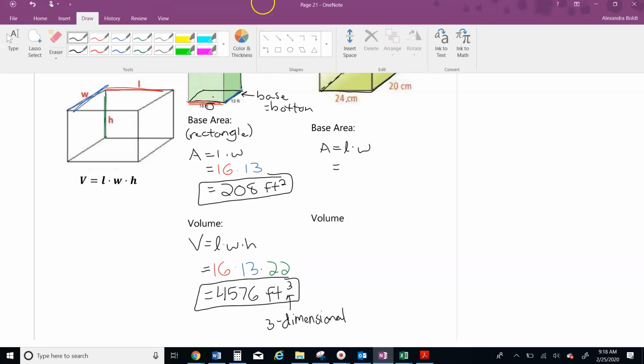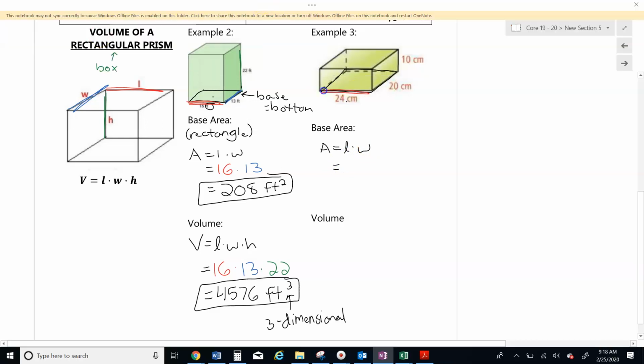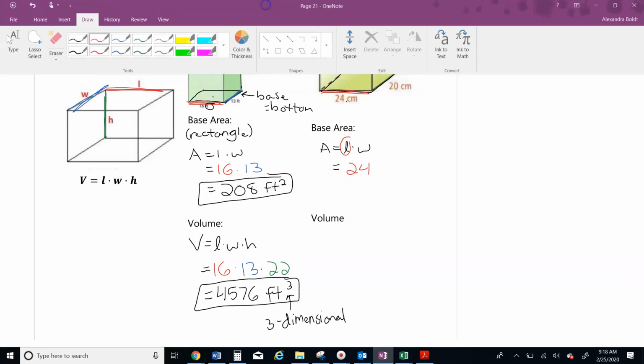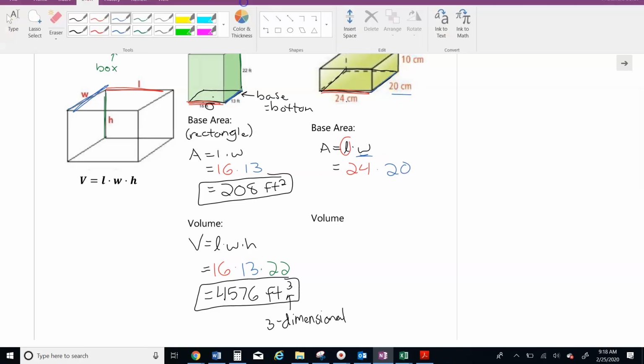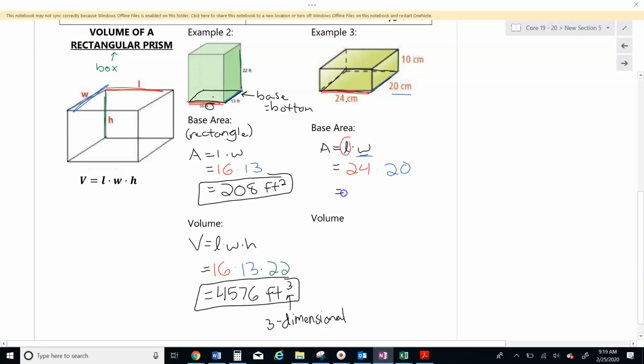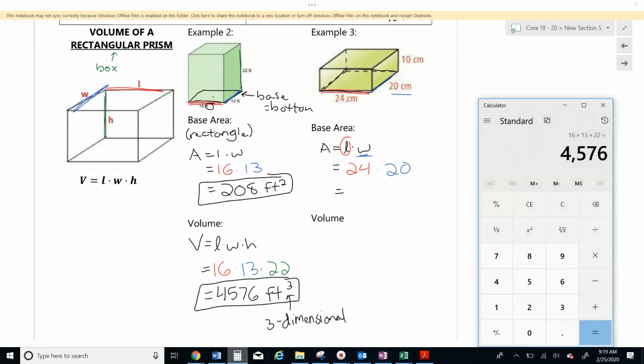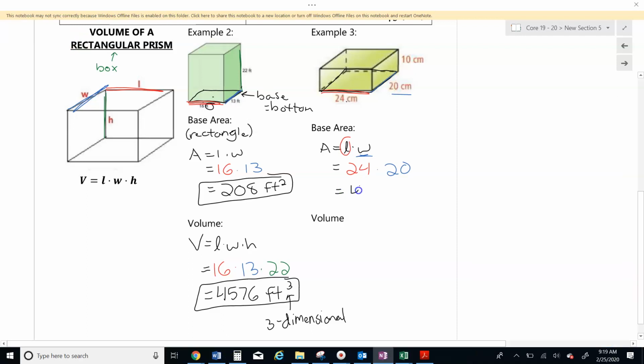Which equals our length is 24, right? Our width is 20. And 24 times 20 equals 480. Now this unit is centimeters, so that's centimeters squared.